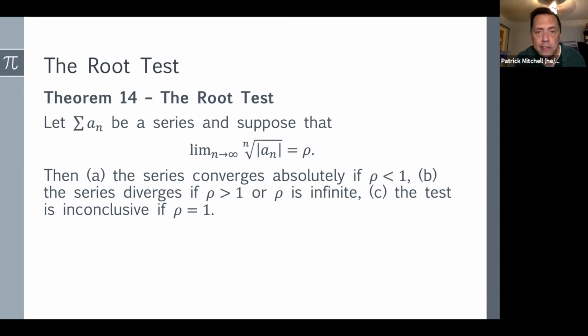Let A sub n be a series, and suppose that the limit as n approaches infinity of the nth root of the absolute value of A sub n is equal to rho. Well then, same exact conclusion as with the ratio test. The series converges absolutely, and therefore converges, if rho is less than 1. The series diverges if rho is greater than 1 or is infinite. And again, the test is inconclusive if rho is equal to 1. You have to try something else.